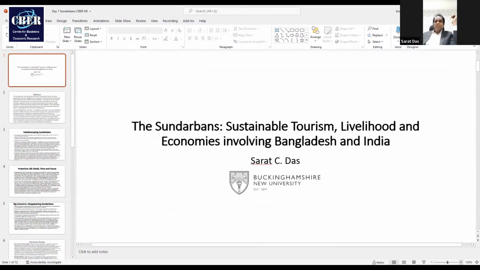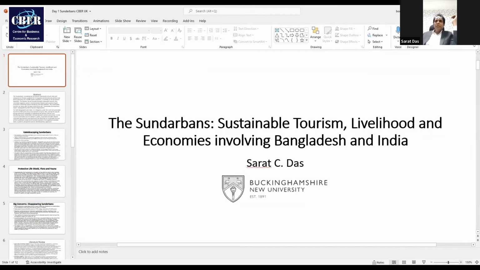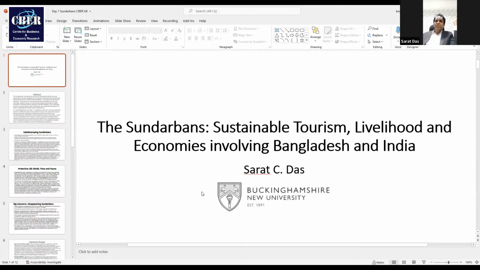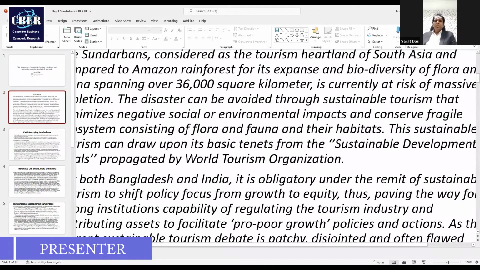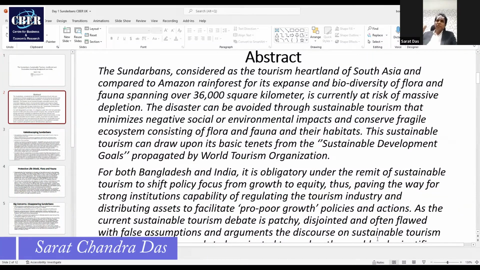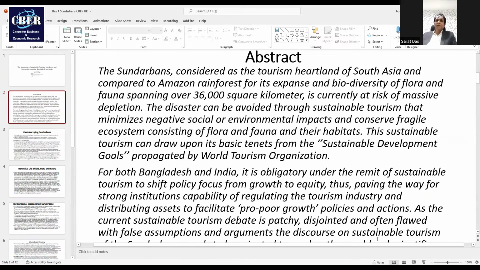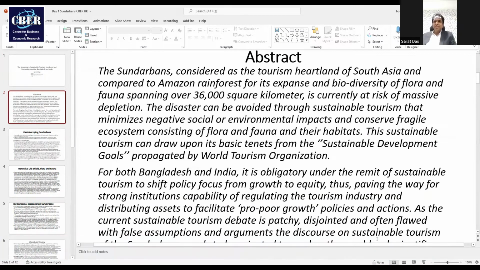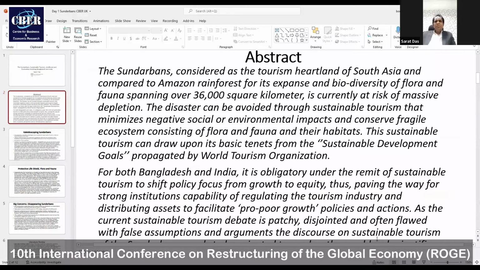So this is about sustainable tourism, where we talk about the livelihood and the economies involving both Bangladesh and India, because Sundarban is a huge expanse of the rainforest which falls between India and Bangladesh. They share the boundary, and I tell you about 60% of this landmass is with Bangladesh, the remaining 40% is India. And it has a huge expanse of biodiversity of flora and fauna.